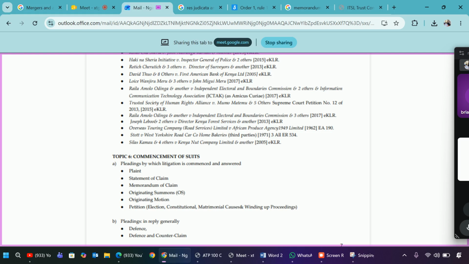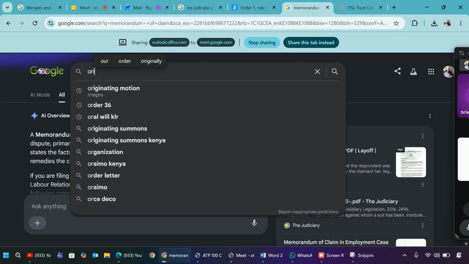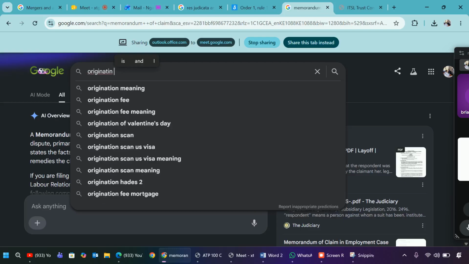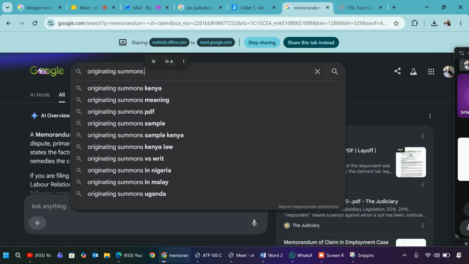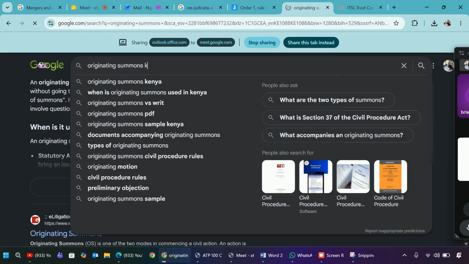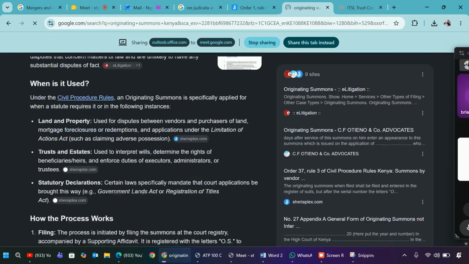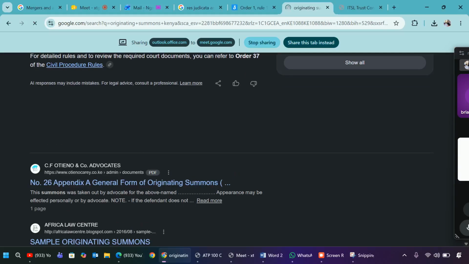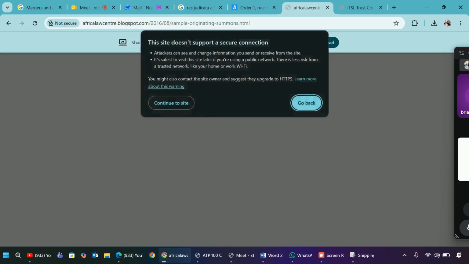Then, how do you draft an originating summons? Originating summons. Kenya. It is loading.